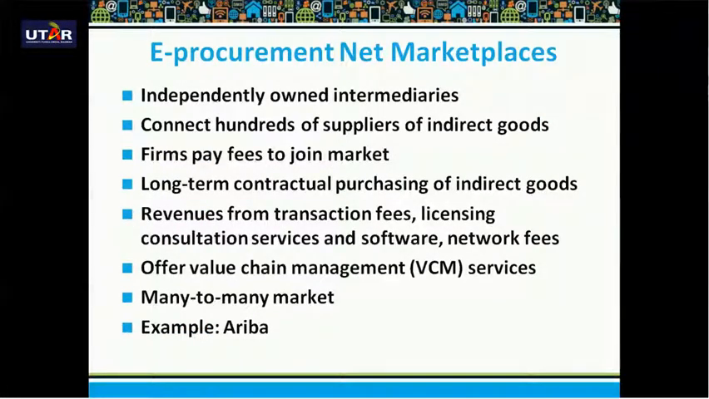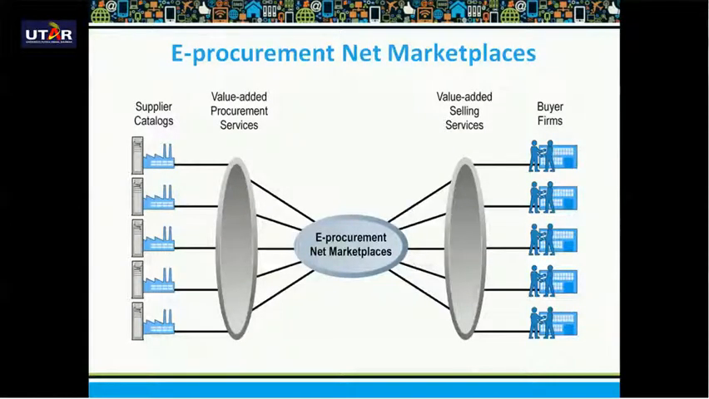E-procurement Net Marketplace, independently owned intermediary connected to hundreds of suppliers of indirect goods. Firms pay fees to join markets, long-term contractual purchase of indirect goods, revenue from transaction fees, licensing, consultation services, and software network fees. Offers value chain management services, many-to-many market, for example, Ariba. So this diagram illustrates e-procurement. On the left hand side is a supply catalog, and then the next level is value added procurement service, and then the middle level is the e-procurement net markets, and then they go through value added selling services, and finally reach the buyer firm.